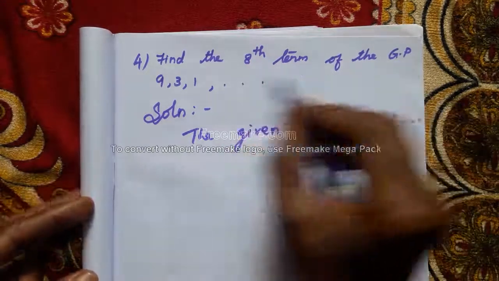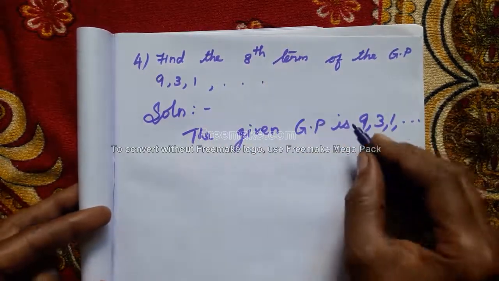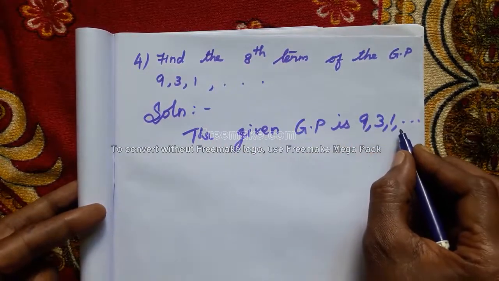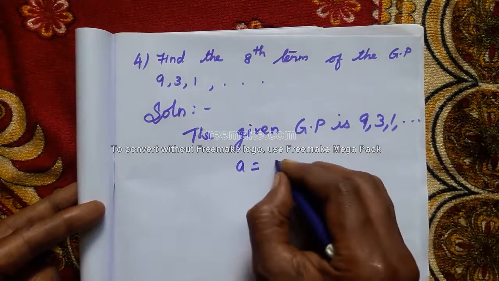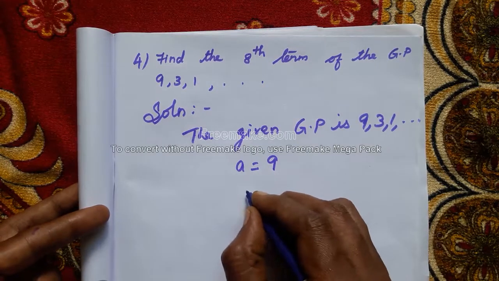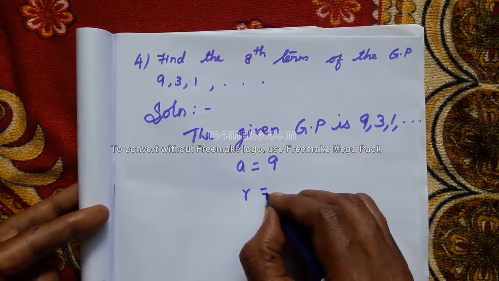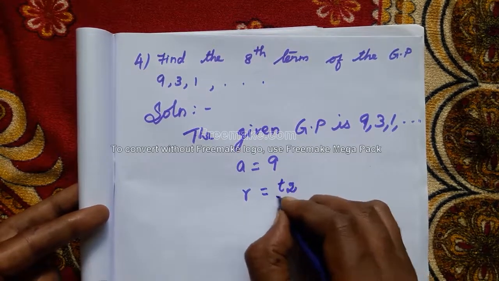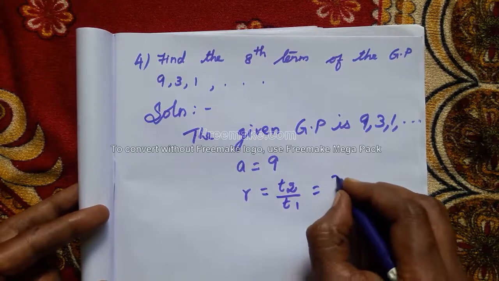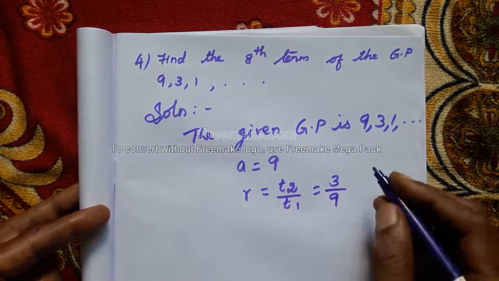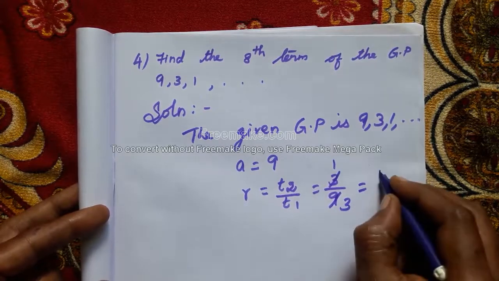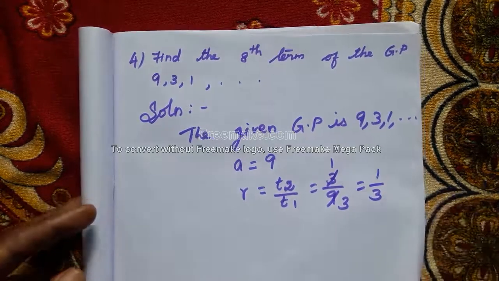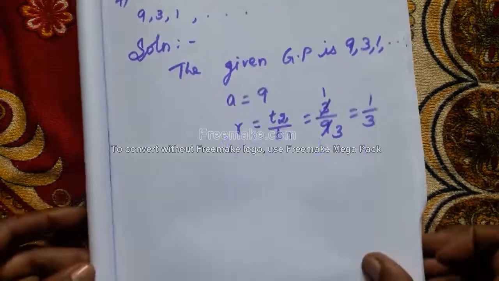Okay, find the eighth term of a GP. What's the given GP? 9, 3, 1, etc. Here what is A? A is equal to 9. Then next R, how can we find out R? T2 by T1 is equal to 3 by 9. 1 3 is 3. 3 3s are 9. Is equal to 1 by 3. Common ratio R is equal to 1 by 3.